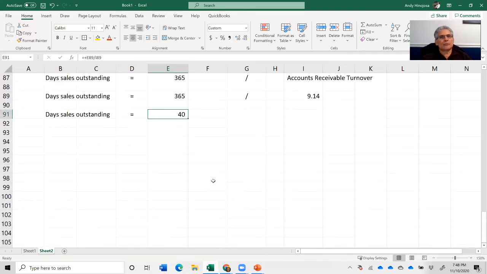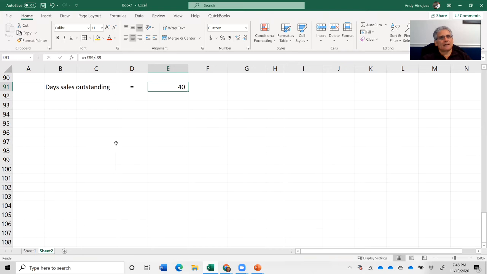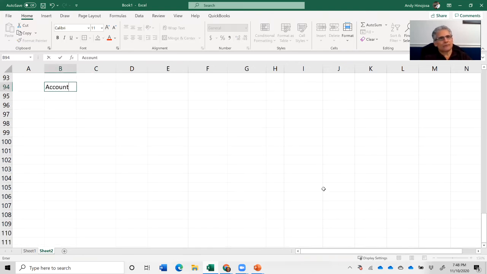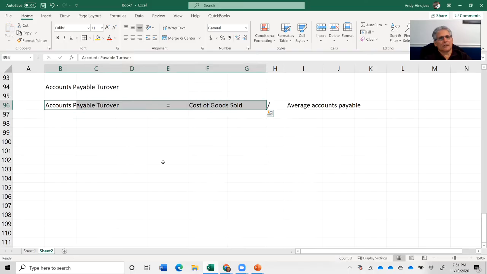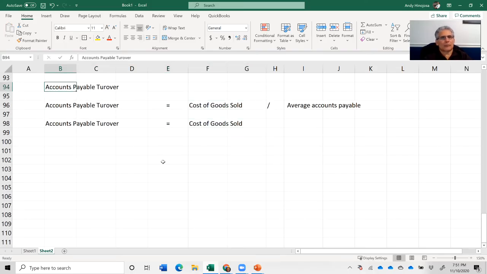Okay, so similar to the way we computed the accounts receivable turnover, we can actually compute the accounts payable turnover. The next slide shows the accounts payable turnover. This measures the number of times per year the entity pays off its accounts payable. To compute the accounts payable turnover, we simply take the cost of goods sold and divide it by the average accounts payable. So let's do that for 2016 again. Cost of goods sold divided by average accounts payable.